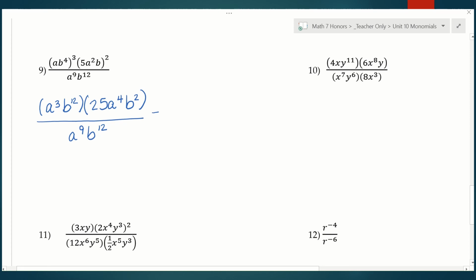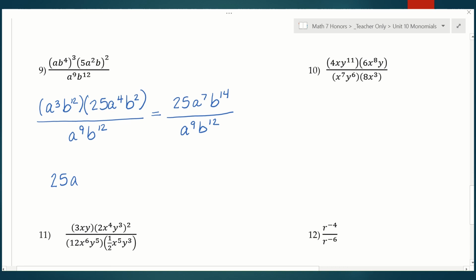Now what you're going to want to do is go ahead and multiply your numerator. So 25 is my coefficient. I would get a to the 7th and b to the 14th. And then my denominator is just going to stay as it is for a minute. Now what I would do is go ahead and divide. So when you divide this, you're going to get 25, and then a to the negative 2.